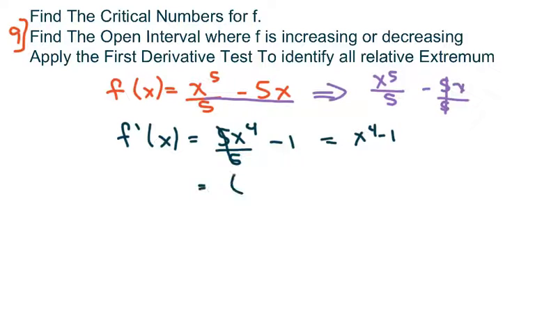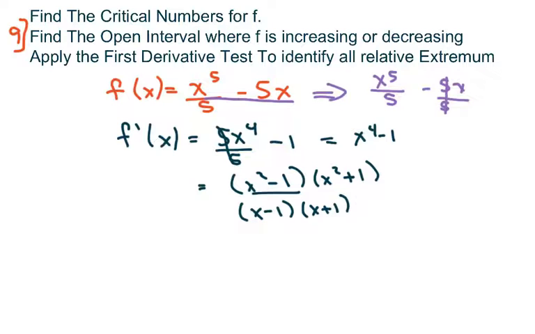Now factoring this would be x squared minus 1 times x squared plus 1. And then we can factor this more completely, and this would be x minus 1 times x plus 1, and then we still have this piece. Now, when we set this to 0 to find our critical numbers, this one has no real solutions. You set this to 0, you get plus or minus i, and that's not a real number, so we're going to disregard that. So our critical numbers are x equals negative 1 and 1.